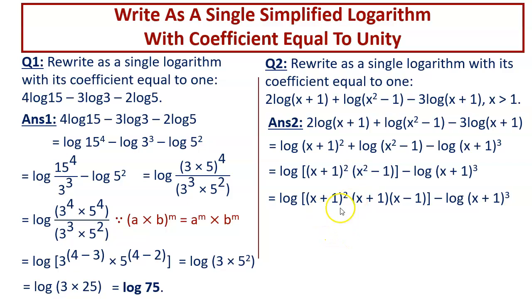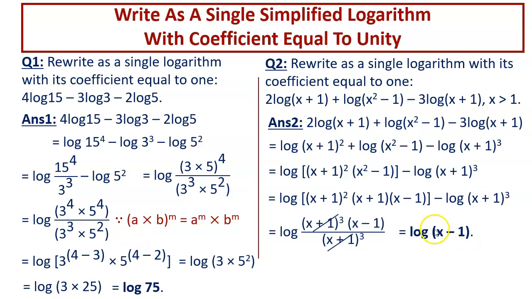So now we will be combining these two terms. It is log of x plus 1 whole raised to the power of 3 times x minus 1, and in the denominator this part comes, it is x plus 1 whole raised to the power of 3. So we can cancel these two. Okay, so they get cancelled and we get the final answer as log of x minus 1.